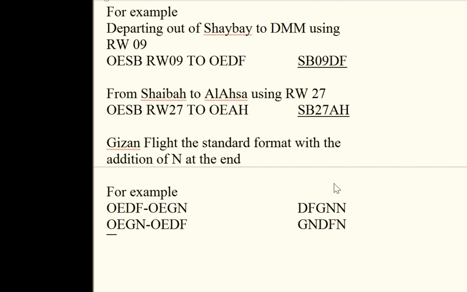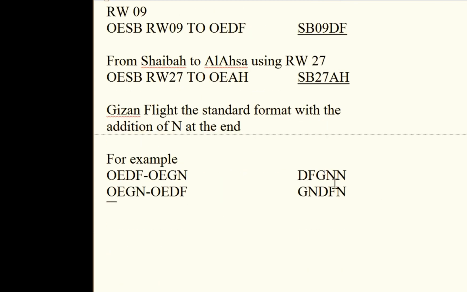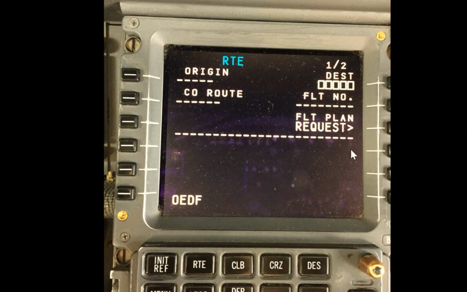The second exception is for Jazan flights. Jazan is stored with the letter N at the end. So from Dammam to Jazan, it's going to be Delta Foxtrot Gulf November November. And from Jazan to Dammam, Gulf November Delta Foxtrot November. So this is one way of entering the route here in the CDU.